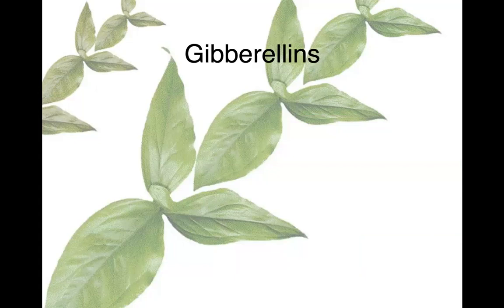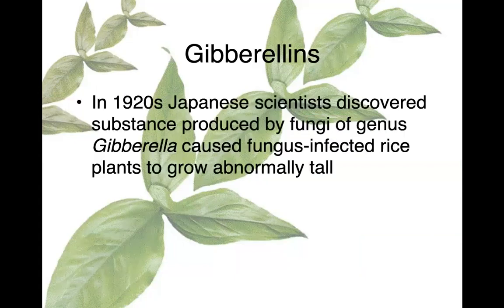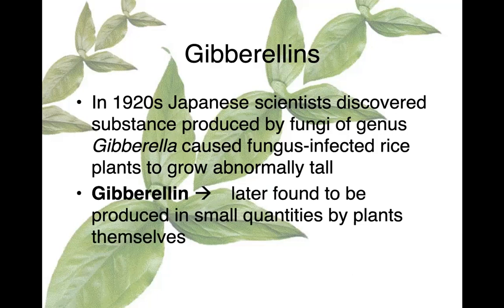Okay, so that's auxins. The next group of plant hormones are called gibberellins. This stems from the 1920s. Japanese scientists had discovered a substance that was produced by a fungus of the genus Gibberella, and they found that rice plants infected with this fungus were growing abnormally tall. Gibberellin was later found to be produced in small quantities by plants themselves.